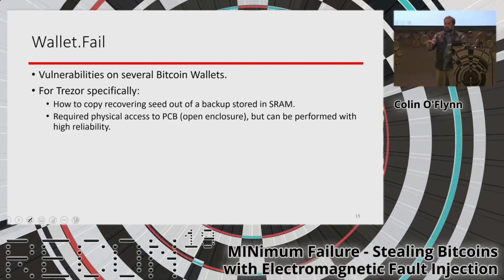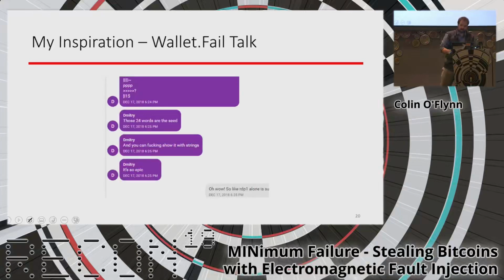The real fundamental difference is that their attack is looking at getting the key out of SRAM. Because during the update process, the important data is copied from flash memory to SRAM, you dump the SRAM, you get all the important data out. And so this was Dimitri telling me on December 17th about how all the data is just stored as ASCII strings in the SRAM and you can just easily dump it.